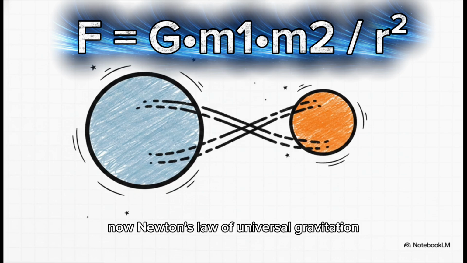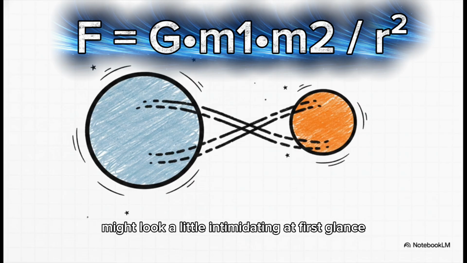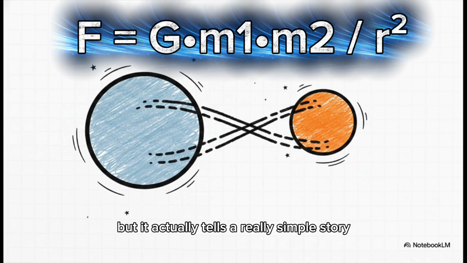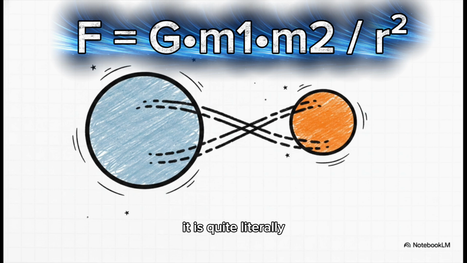Now, Newton's law of universal gravitation, F equals G times m1 times m2 divided by r squared, might look a little intimidating at first glance, but it actually tells a really simple story. The force of gravity just depends on the mass of 2 objects and the distance between them. The bigger the objects are, and the closer they are together, the stronger that invisible tether of gravity is between them. It is quite literally the fundamental glue of the cosmos.